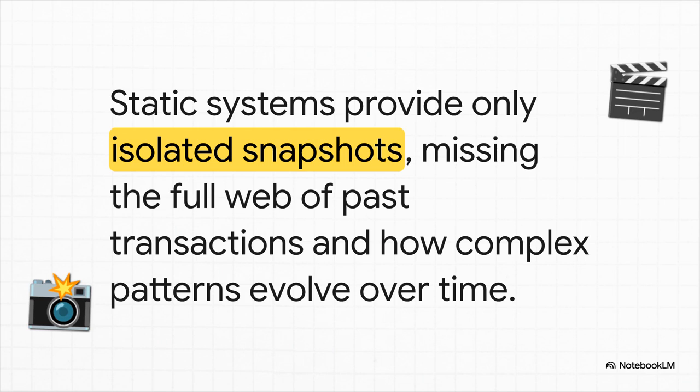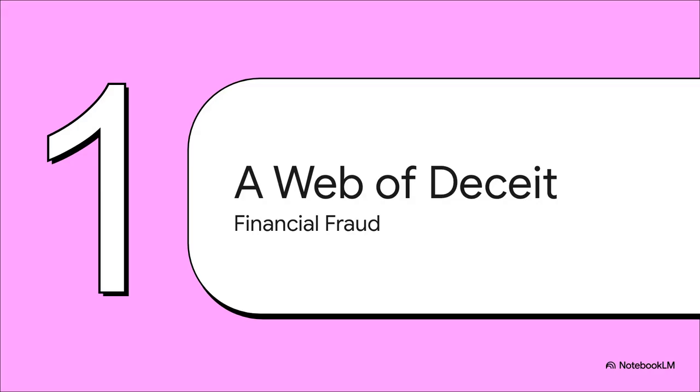And that's the fundamental problem with how we usually look at data. A static view, a snapshot, is like seeing just one single frame of a movie. Sure, you see what's happening right this second, but you're completely missing the plot, the entire story of how all those pieces came together. To really get what I'm talking about, let's zoom in on a really high-stakes example, trying to bust a sophisticated financial fraud ring.